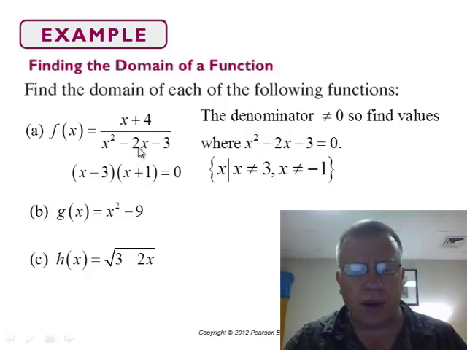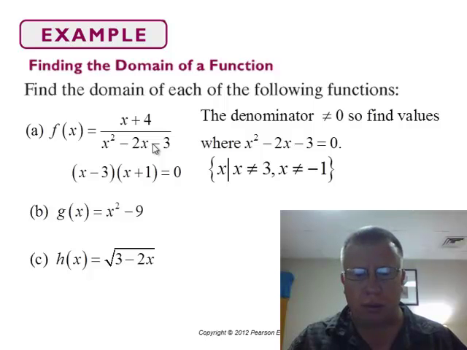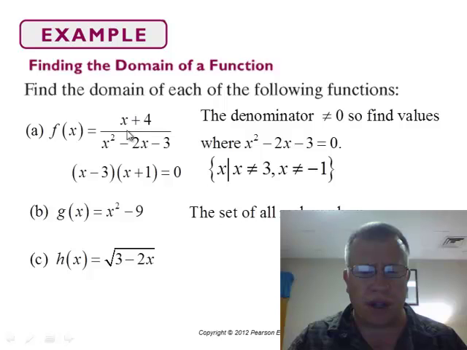All right, let's move on down to this function here. G of x is equal to x squared minus 9. Are there any restrictions on x? And the answer is no. X could be any real number. So the domain for G is the set of all real numbers.